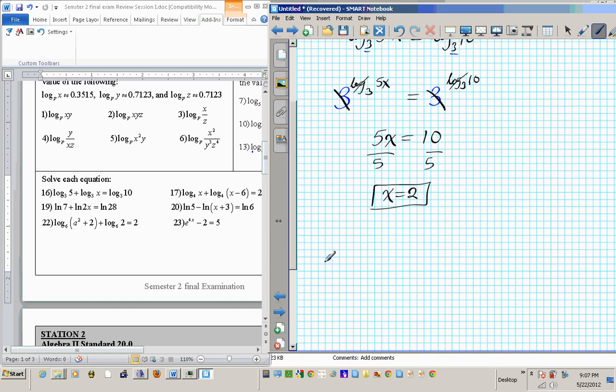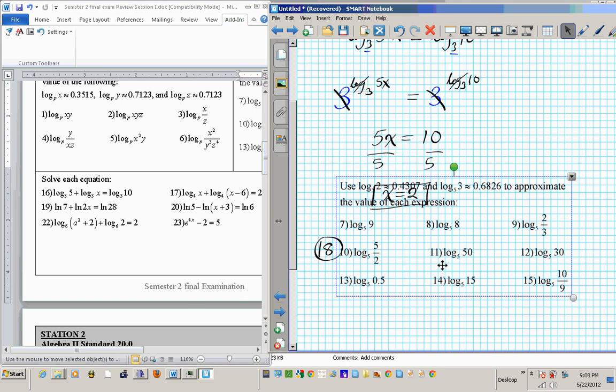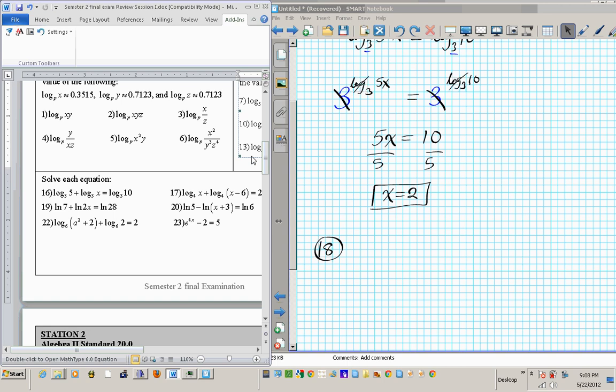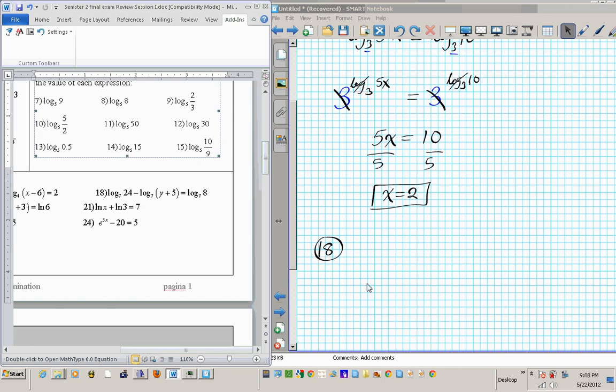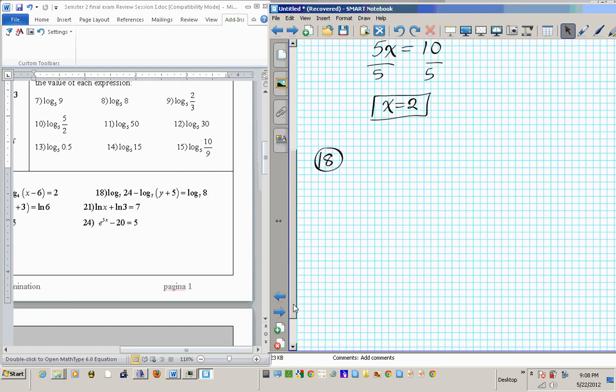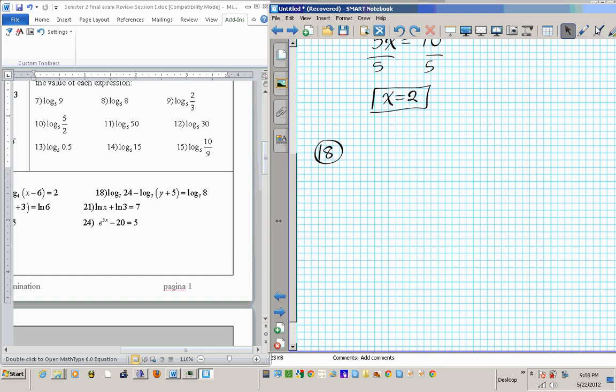Alright, let's take a look at number 18. For number 18, I have the expression log base 7 of 24 minus log base 7 of y plus 5 equals log base 7 of 8.